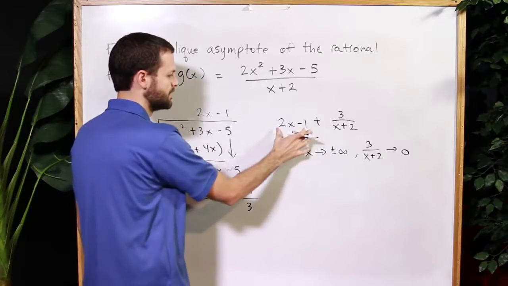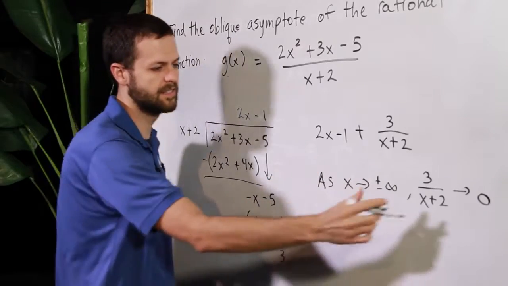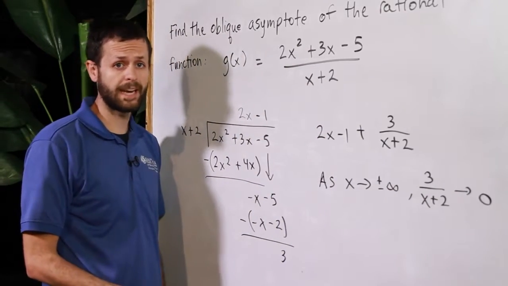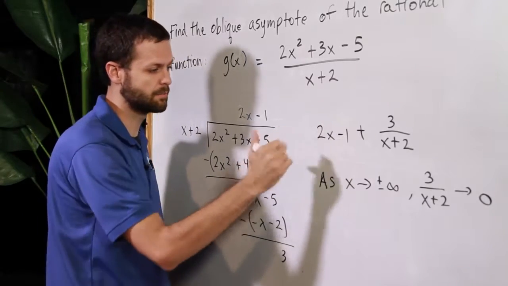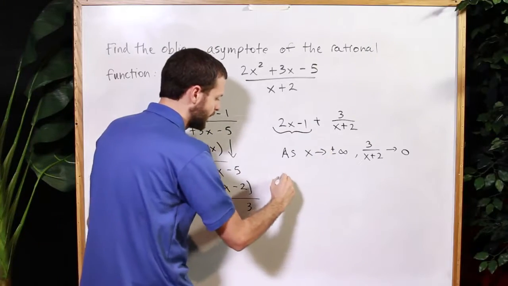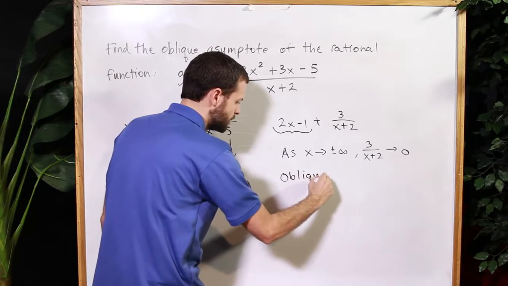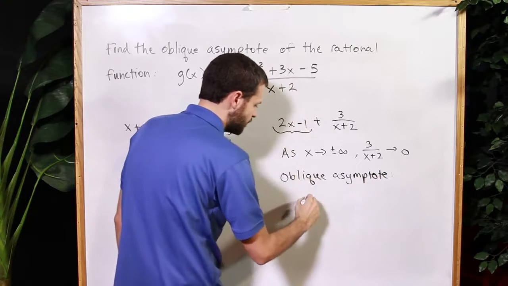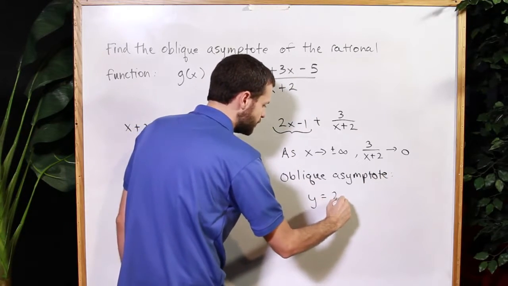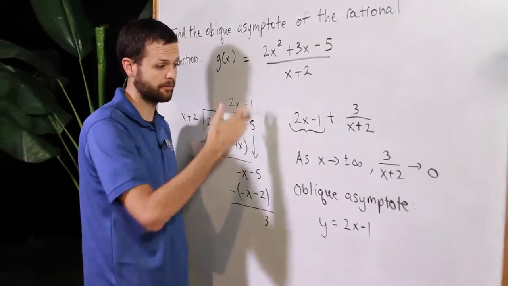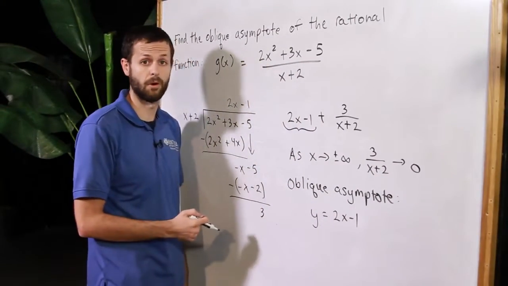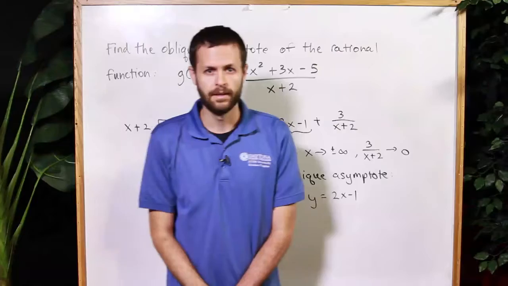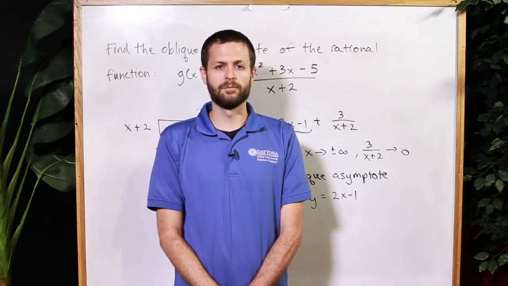What that leaves us with is this piece. In other words, since this piece goes to 0, this is the important piece of what's going on. Therefore, our oblique asymptote, as it's called, must be just this piece here. So our oblique asymptote is what's left over. We can write it as a function y equals 2x minus 1. So if you were to graph this, you'd see that this line 2x minus 1 is in fact the oblique asymptote for this function g of x. In this example, we found the oblique asymptote of a rational function.